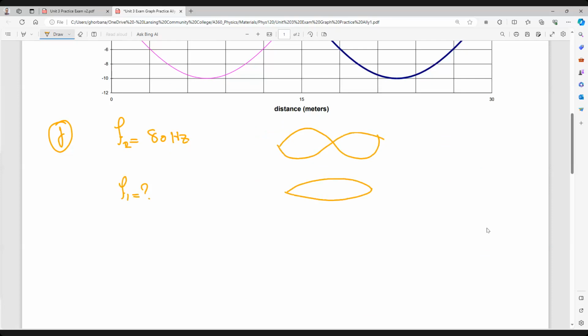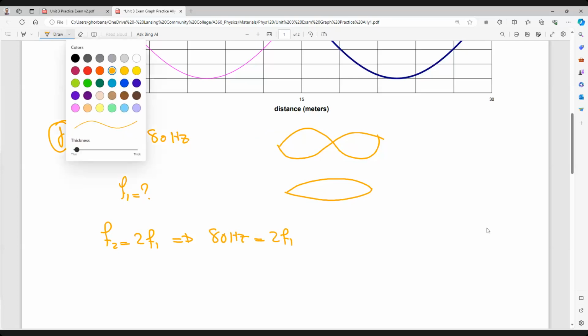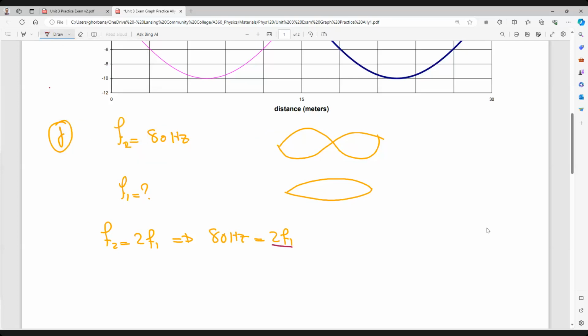We know that if we double F1, we get F2, the second frequency. So there is this relation: F2 is going to be 2F1. What is F2 already? F2 is 80 hertz, equal to 2F1. So how can we find F1? Divide by 2, yes? And then F1, the first harmonic frequency, or the fundamental frequency, is going to be 40 hertz.